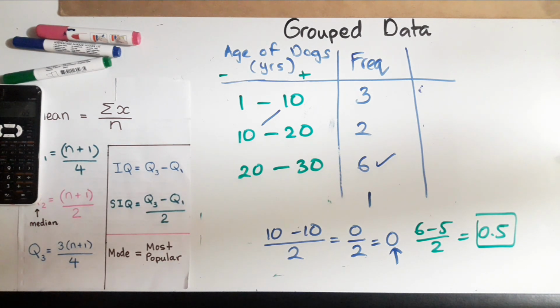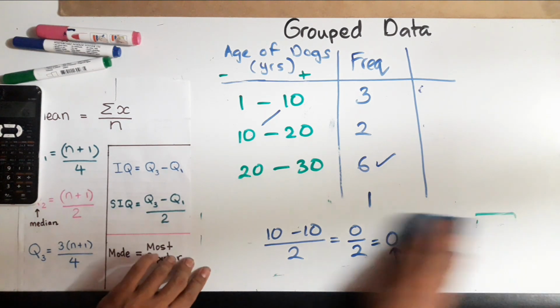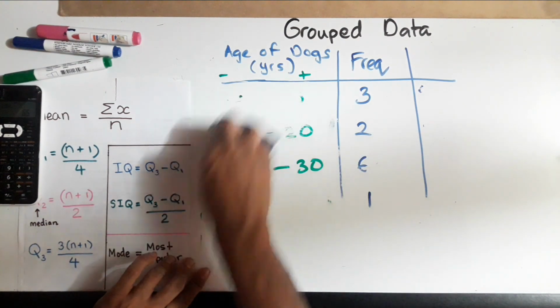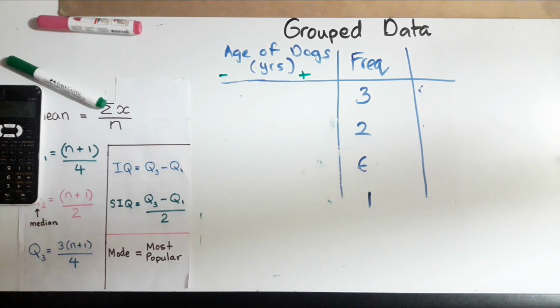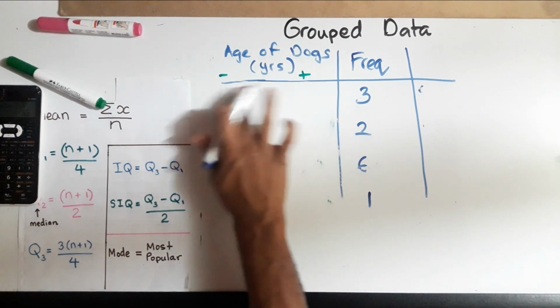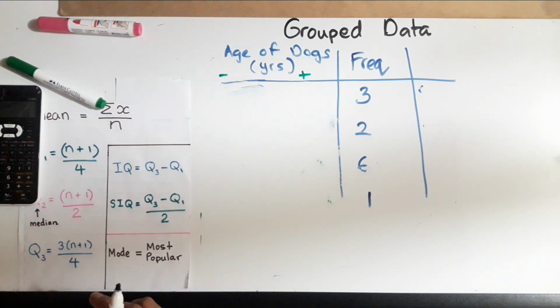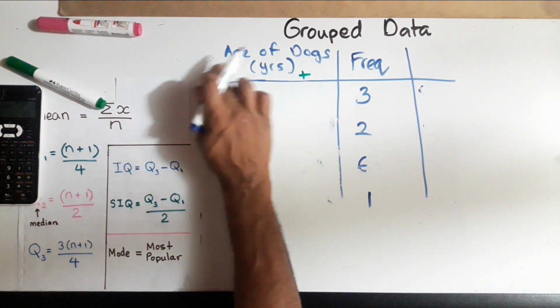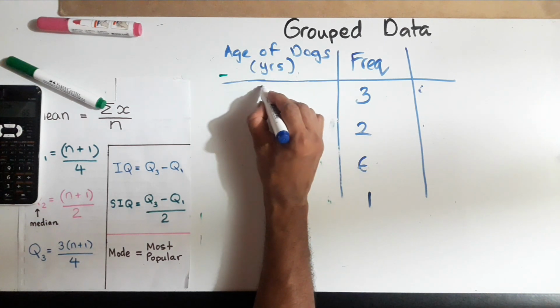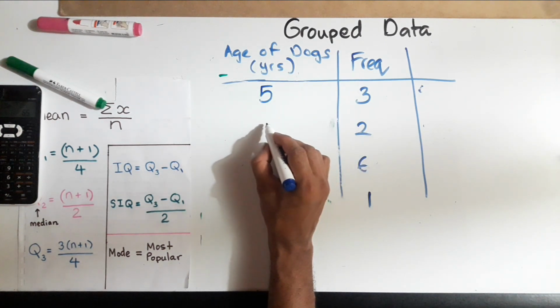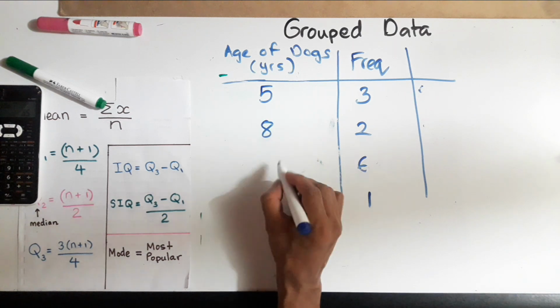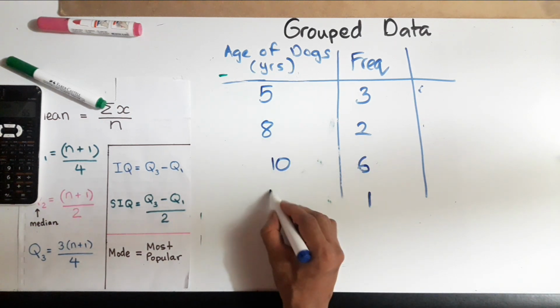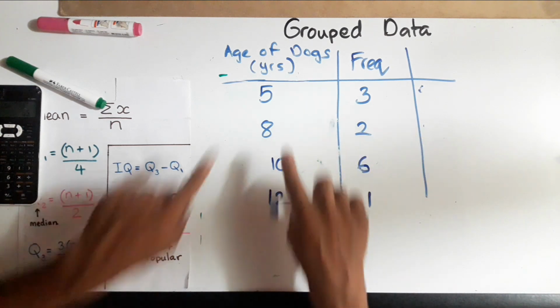Just double checking to make sure I haven't. Oh, here's a good question. All right, so let me go back to one here. How many? That's what I'm making sure. How many dogs were less than 21 years? All right, there's an easy version and there's a hard version here. So age of dogs. Let's go with 5 years, 8 years, 10 years, and 12 years. All right. So this is the easier one without the group.